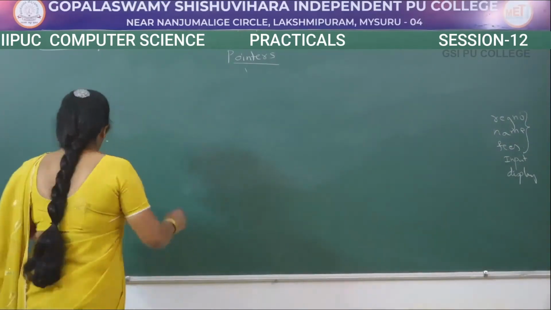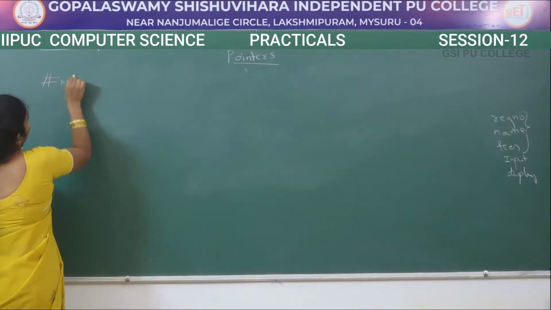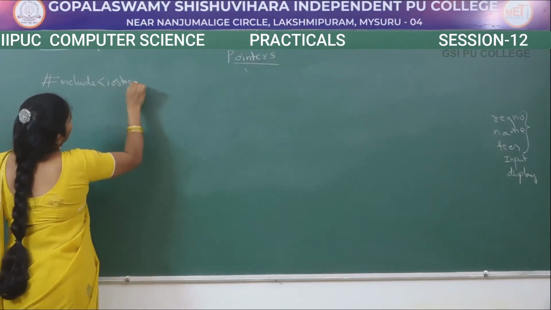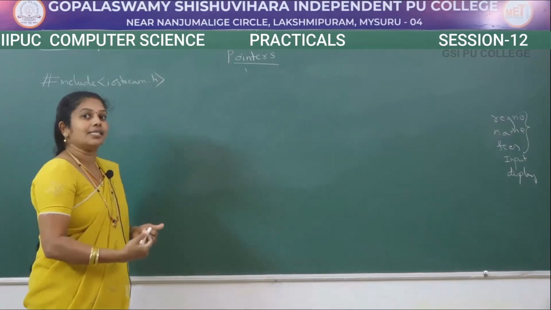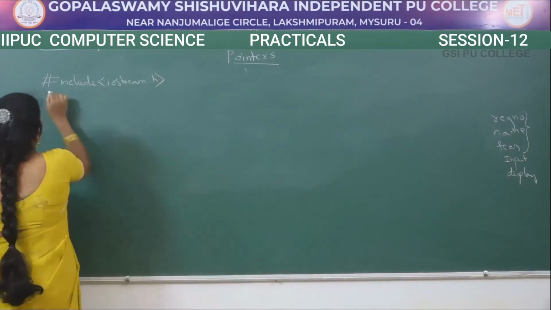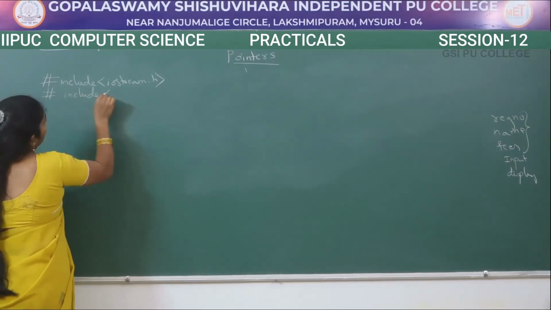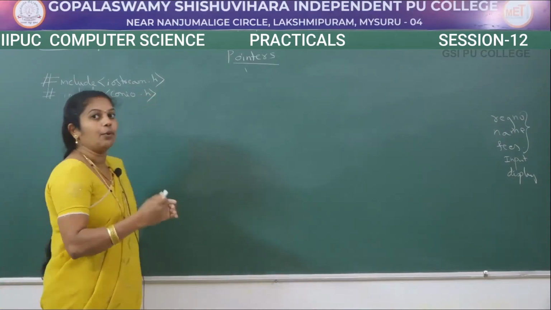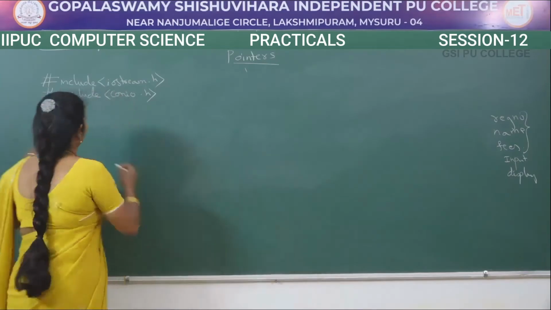First, as usual, start with the header file. Include iostream.h. This is a supporting header file for cin as well as cout. Next, include conio.h. This is the supporting header file for clear screen as well as getch function.